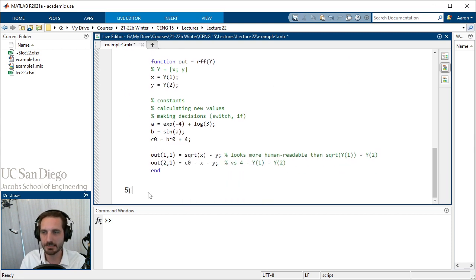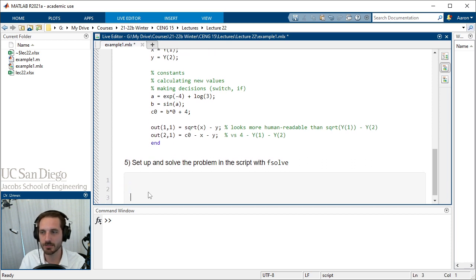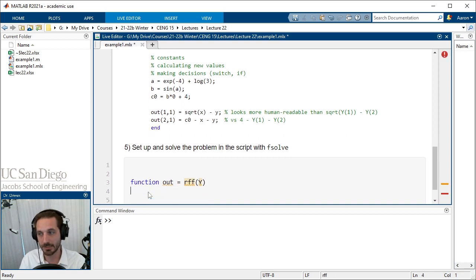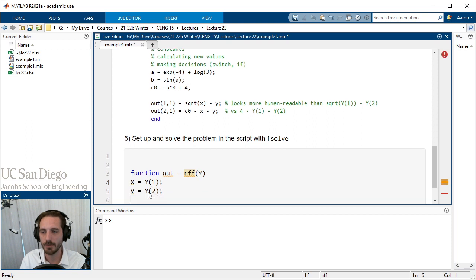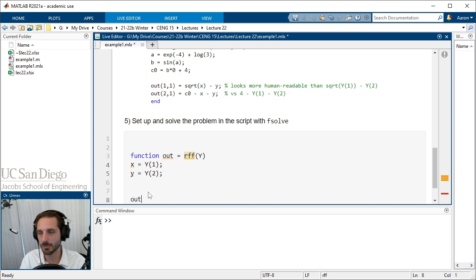And then last but not least is to set up and solve the problem in the script with Fsolve. So now we're actually going to go ahead and solve this. Here I do actually need to write that function. So it'll look something like out is equal to RFF of y. I'm going to sandwich everything. So I'm going to start with x is equal to y of 1 and y is equal to y of 2. And then define, I'll give myself some space, although we don't need it in this particular problem.